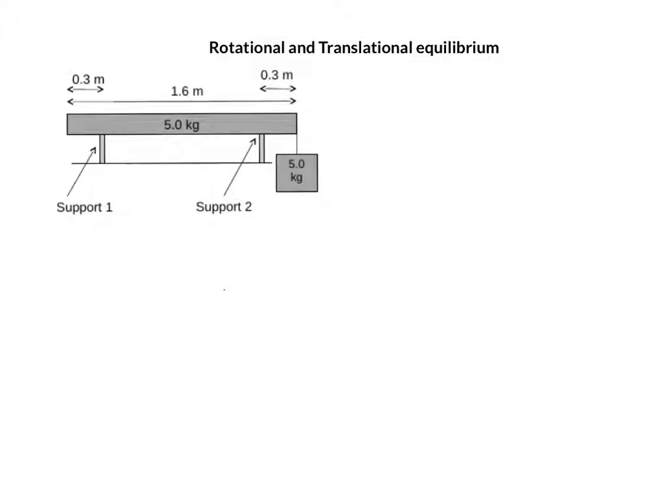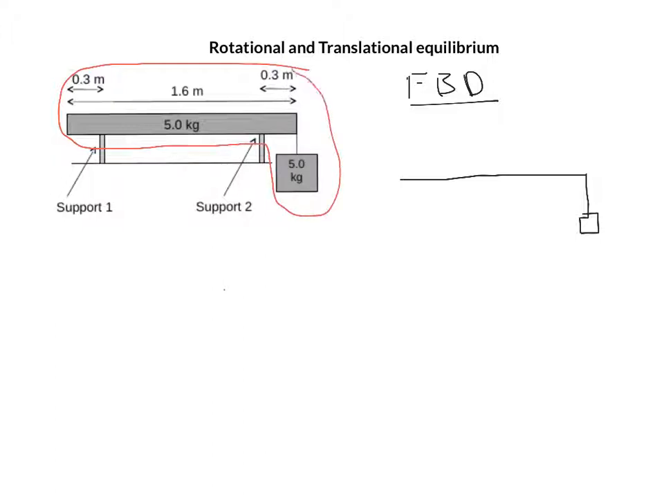As with pure translational equilibrium problems, we're going to start by drawing the free body diagram. So I'm going to draw the free body diagram of my block with the mass attached. So here comes my free body diagram. I have a beam with a mass attached. I'm looking at my object and cutting it free. Each support will give me a support force. So I have a force here going up, and a force here going up. Let's call this one force 2, this one here force 1.